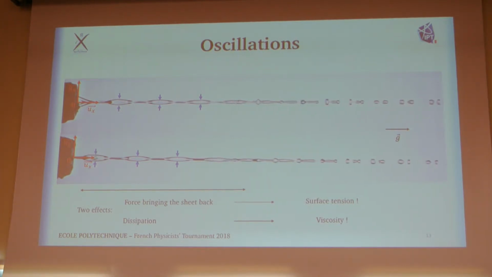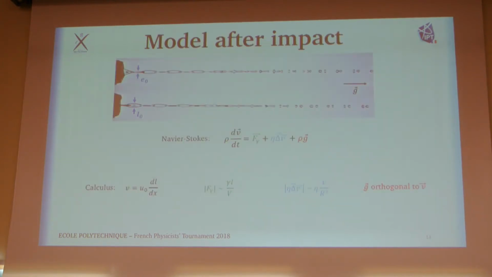That's really interesting because it really looks like a damped harmonic oscillator. So can we model it very easily? We have a force bringing the sheet back, the surface tension: the water wants to be in one jet. Then you have the dissipation, because it oscillates at lower and lower heights, and that's the viscosity. So let's try to model this with some scaling laws. We have a few forces: the surface tension and the viscosity.